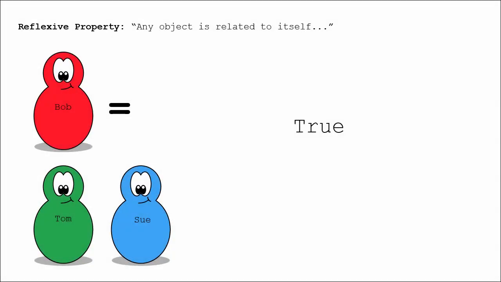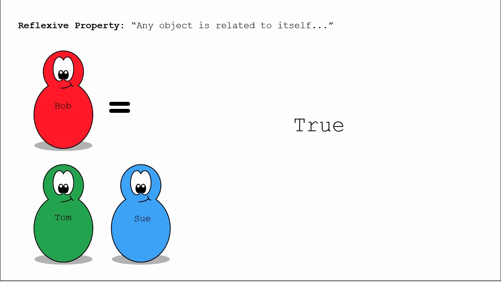Now it's time to talk about the equals contract. The very first part of the equals contract is the reflexive property. It basically says that any object is related to itself.